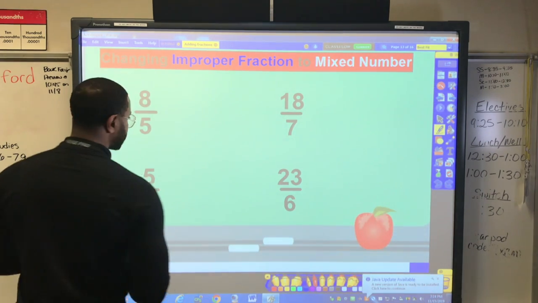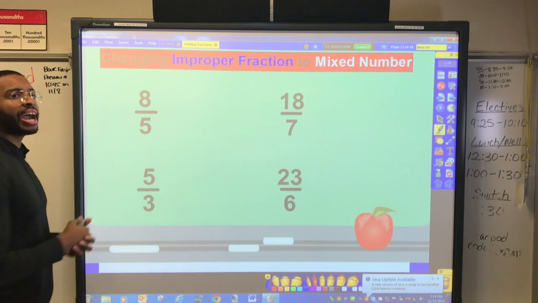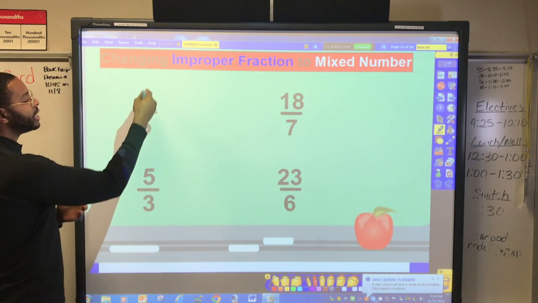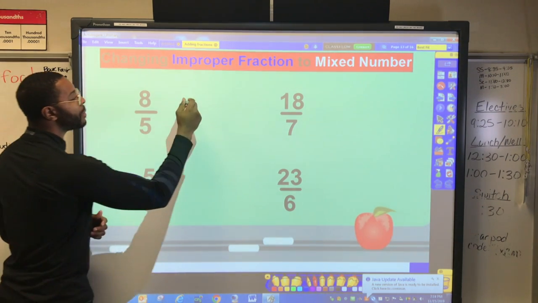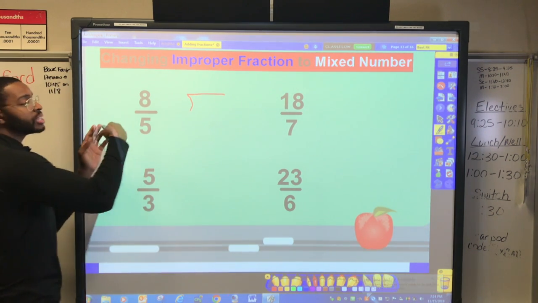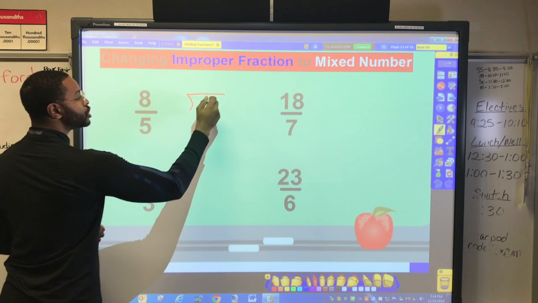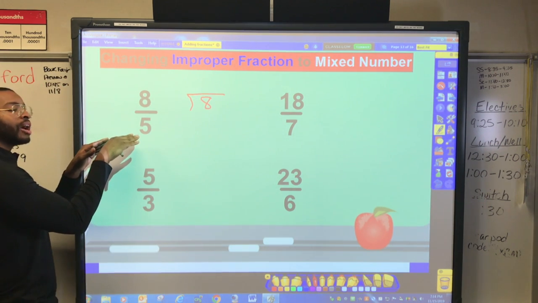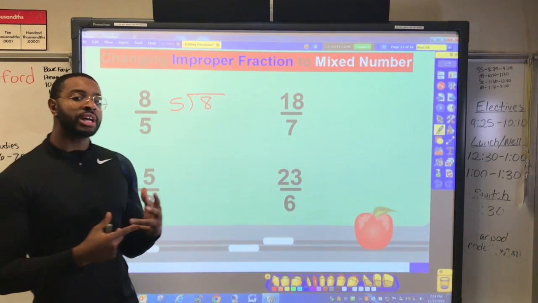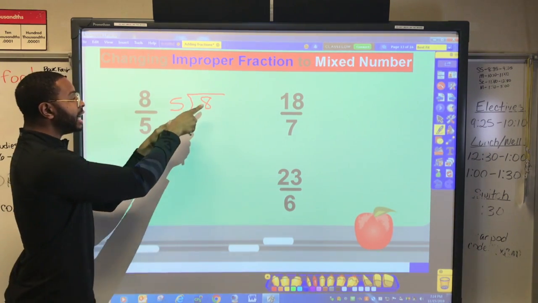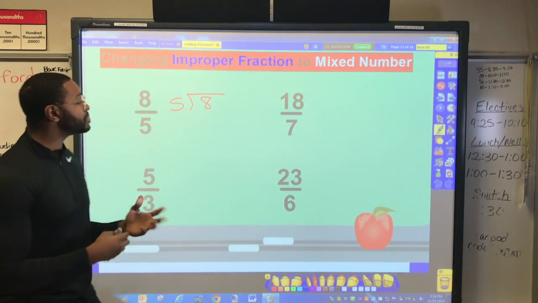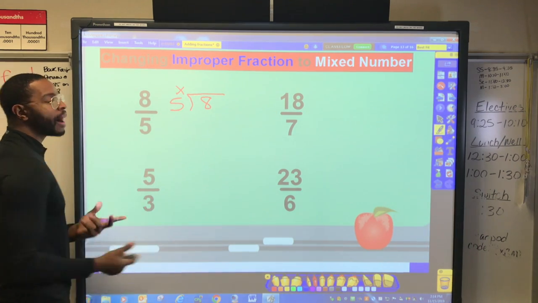So let's get into it, guys. Right here, I have 8/5. And I know that 8/5 really is a division problem, 8 divided by 5. So I'm going to draw my long division symbol. And I know that the top part of the fraction goes inside of this division symbol, and the bottom part of the fraction goes outside of the division symbol. And that's why I use the saying top in, bottom out. It helps me set up my division problem properly.